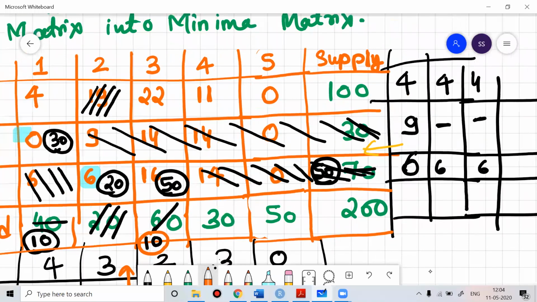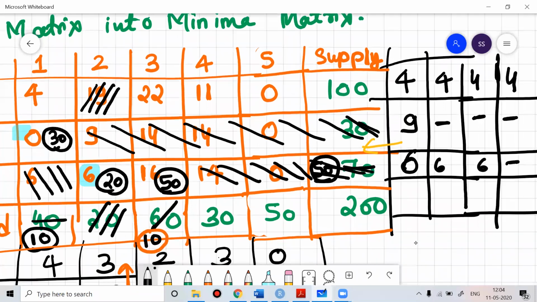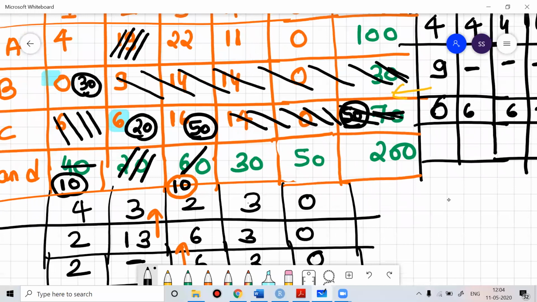we'll do the same work again. Now if you see the first row, the difference is 4, that is 4 minus 0. For the second row nothing can be done, and for the third row nothing can be done. Of the 3 rows, only the first row has a value, which is 4.